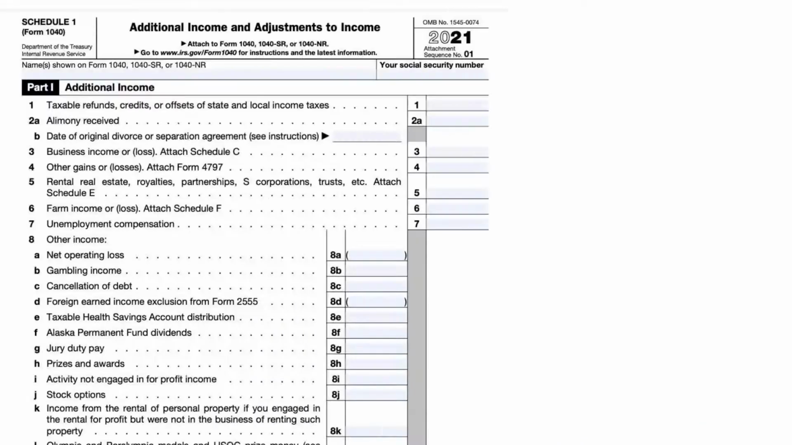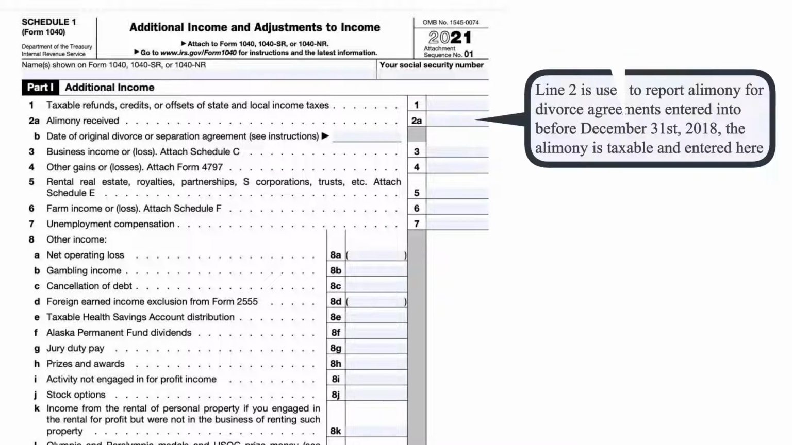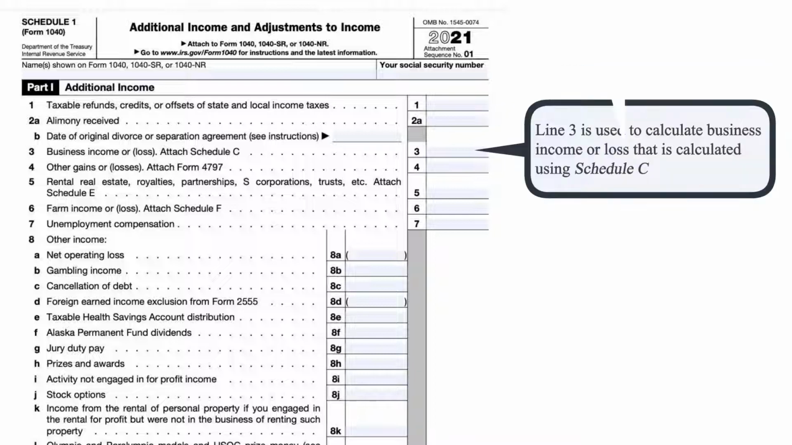Schedule 1 is used for additional income and adjustments to income. Before we get started, let's review what each line is for. Line 1 is used to report taxable refunds, credits, or offset of state and local income taxes. Line 2 is used to report alimony for divorce agreements entered into before December 31st, 2018. The alimony is taxable and entered here.